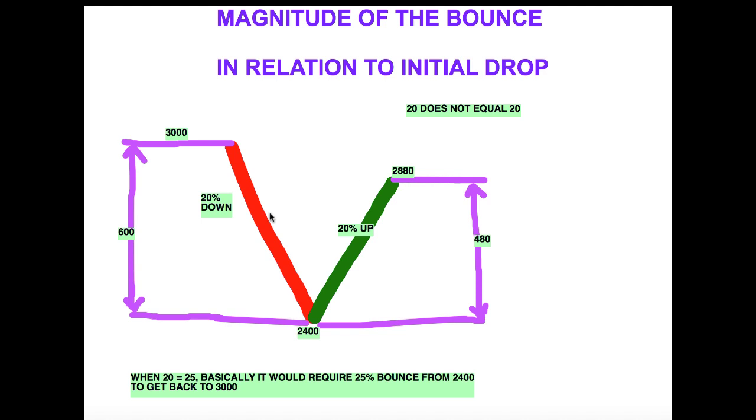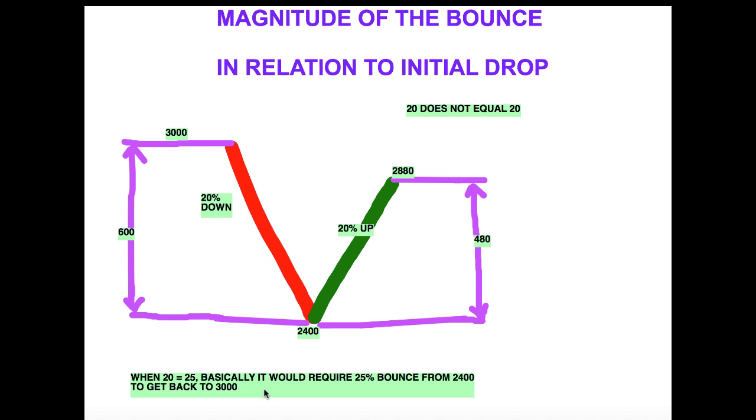In this particular case, it would actually take a 25% increase to hit that level of 3,000. So in this particular example, when the market drops 20% to a level of 2,400, we literally need to go up by 25% to reach that same level of 3,000 from where we dropped off. So in this case, 20 would equal 25, not literally, but you understand what I'm saying, right? Basically it would require a 25% bounce from the 2,400 level to get back to 3,000.